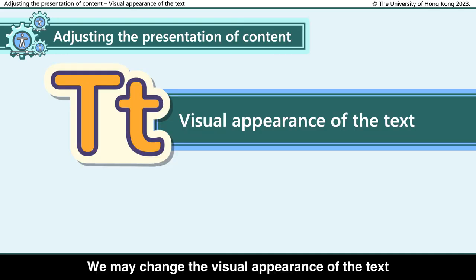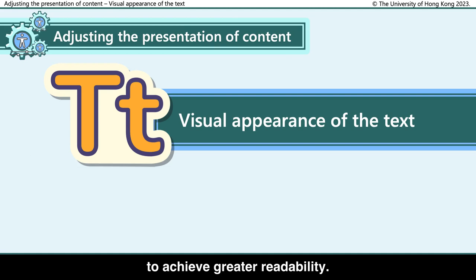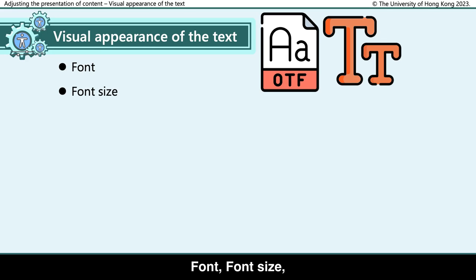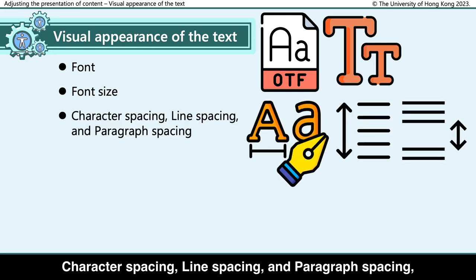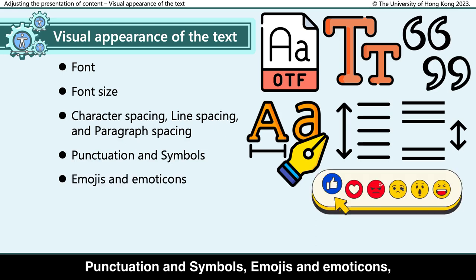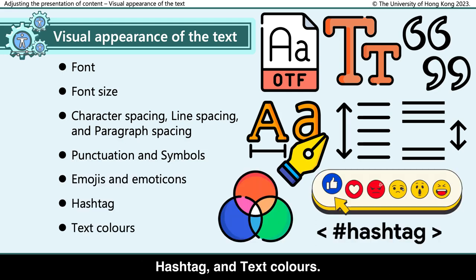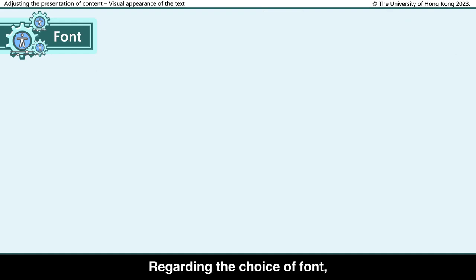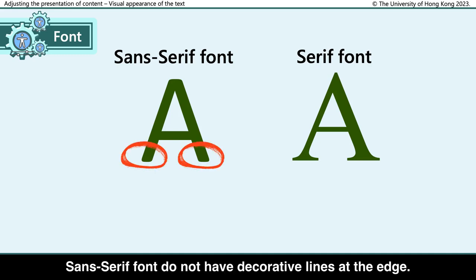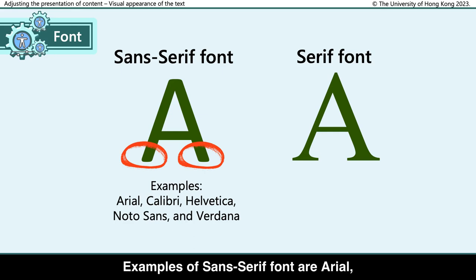We may change the visual appearance of the text to achieve greater readability. Examples of issues to be considered are as follows: font, font size, character spacing, line spacing and paragraph spacing, punctuation and symbols, emojis and emoticons, hashtag and text colors. Regarding the choice of font, sans serif fonts are generally preferred to serif fonts. Sans serif fonts do not have decorative lines at the edge. Examples of sans serif fonts are Arial, Calibri, Helvetica, Noto Sans, and Verdana.